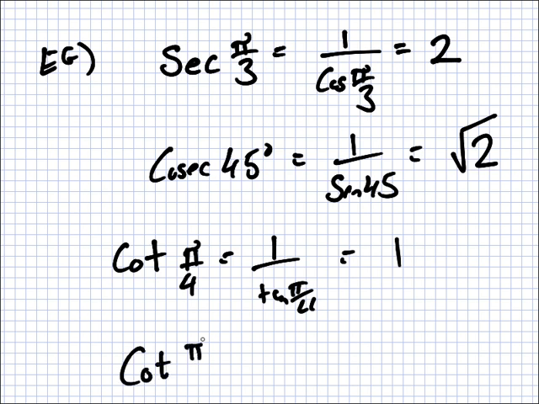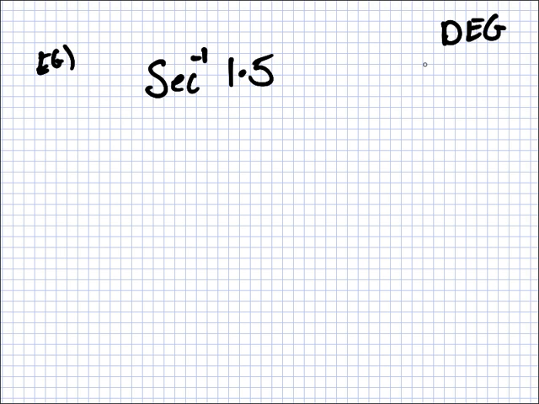Now here's a hard one. Cotan pi over 2. What does that equal? 0. Very good. Right, now harder ones. Suppose I want sec inverse 1.5, and we'll use degrees. Now, yes, we'll need a calculator.